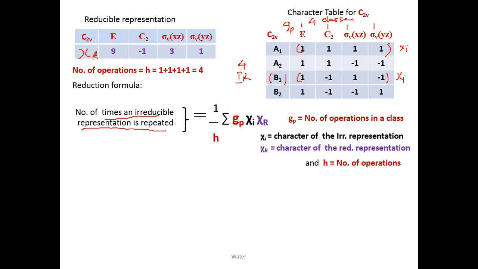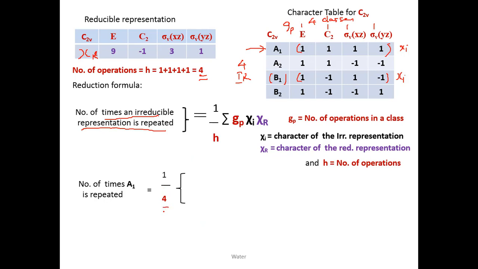So the total number of operations here is 1 plus 1 plus 1 plus 1 equal to 4. That is what is given as h equal to 4. The number of times an irreducible representation is repeated is 1 by h, summation of g_p chi-a chi-r. g_p is the number of operations in a class, chi-a is the character of the irreducible representation, chi-r is the character of the reducible representation, and h is the number of operations.